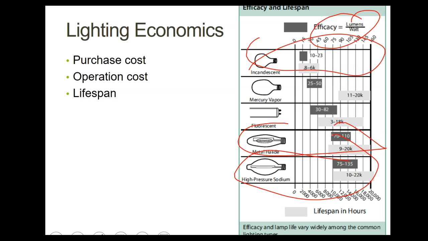LEDs are not in that chart because, again, it's a recent advancement. When LED first came out, it was almost $20 a piece. Now they're more economical. So you have to think of the purchase cost, operation cost, and the lifespan. So luckily, in the last 5 years, LED has been the most dominant lights for residential and for commercial, and it's becoming more and more versatile.